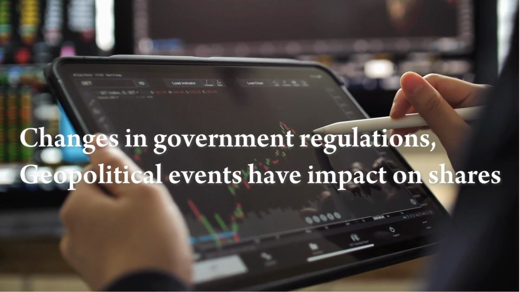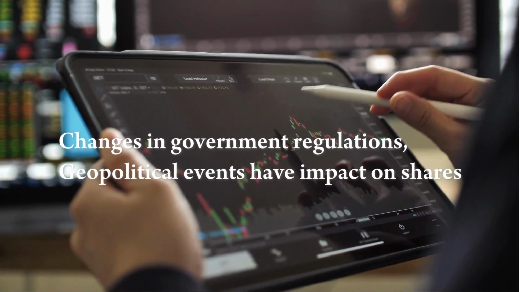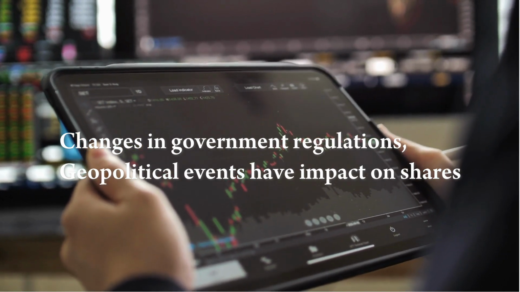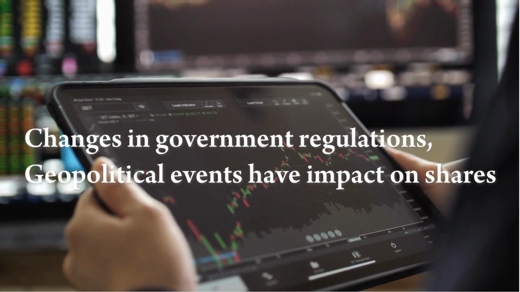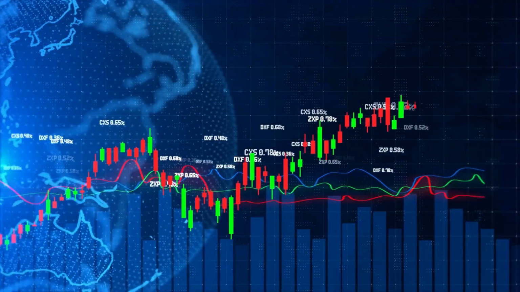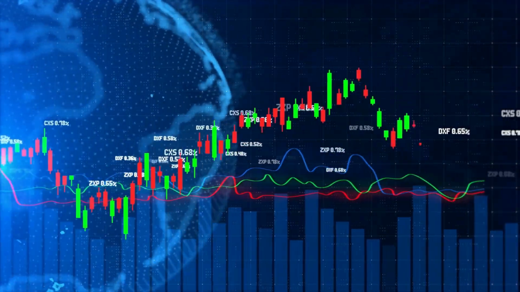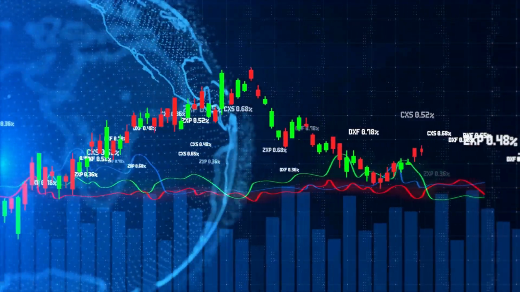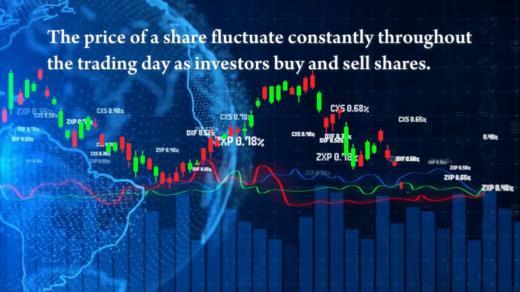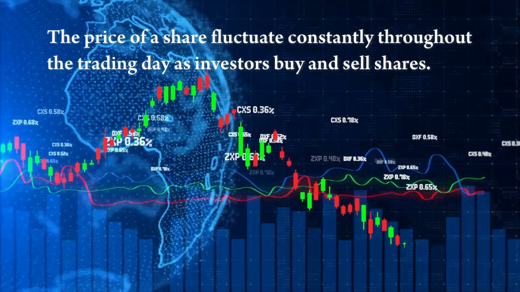For example, changes in government regulations, geopolitical events, and overall market conditions can all impact stock prices. The price of a share is also influenced by the price at which the most recent trade took place. This price is called the market price or the last traded price. The market price can fluctuate constantly throughout the trading day as investors buy and sell shares.